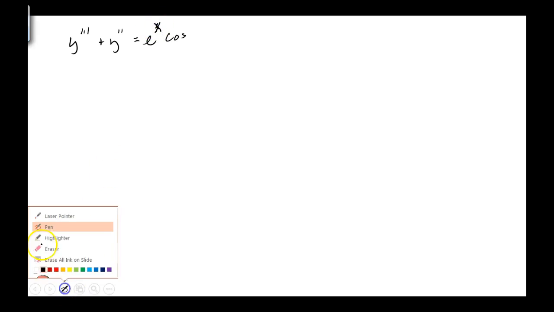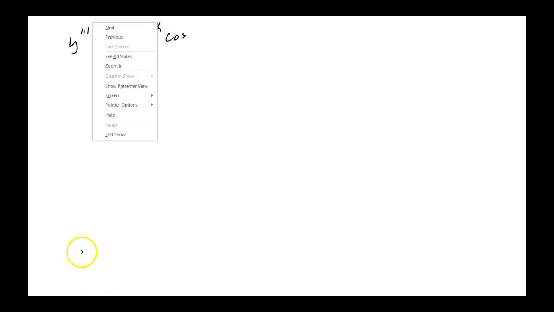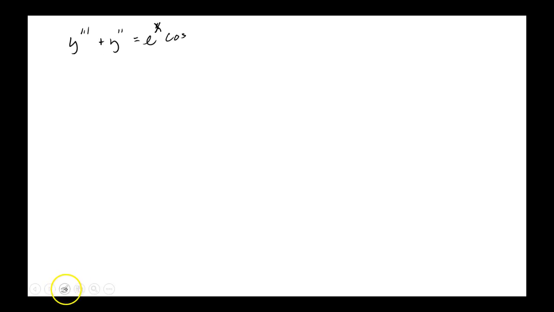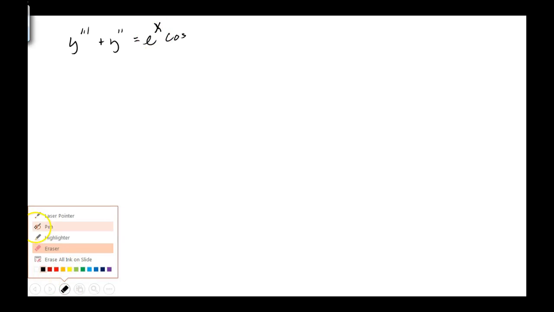I have such a mess up there. Let me see if I can clean it up a little. Whoa. Okay. That's a lot better. Not completely, but all right.